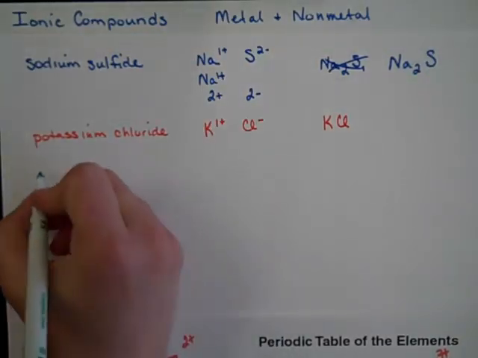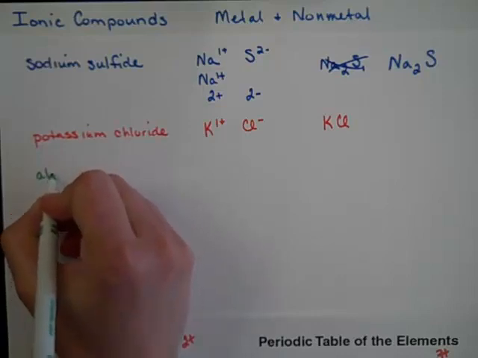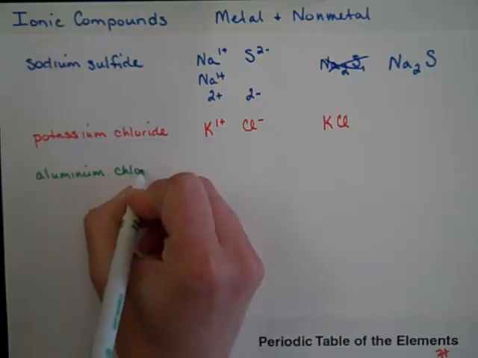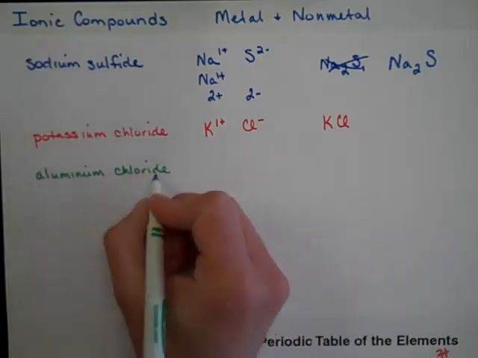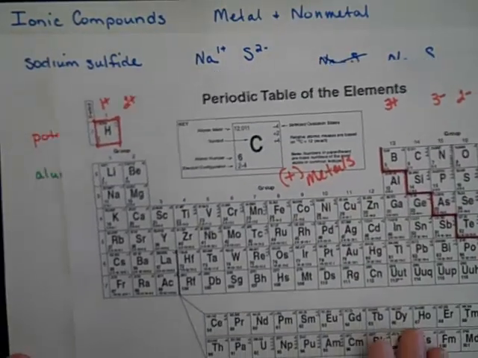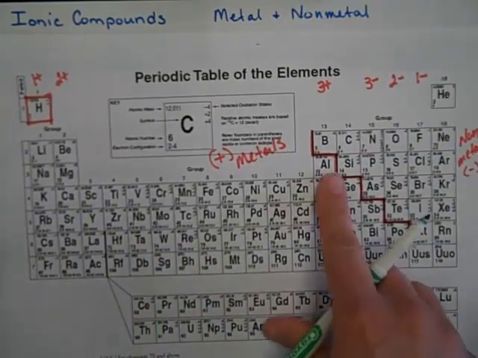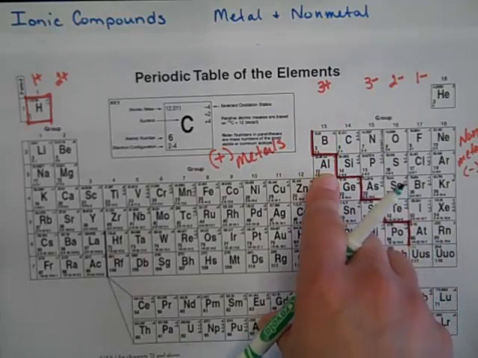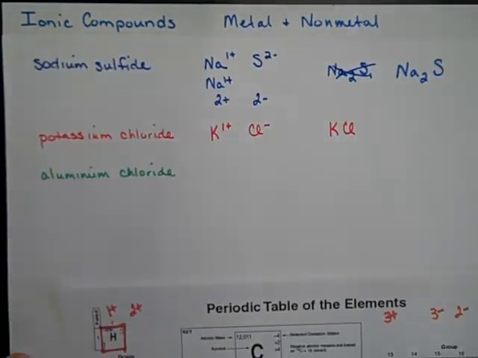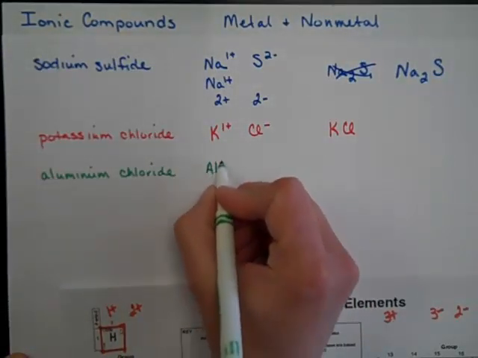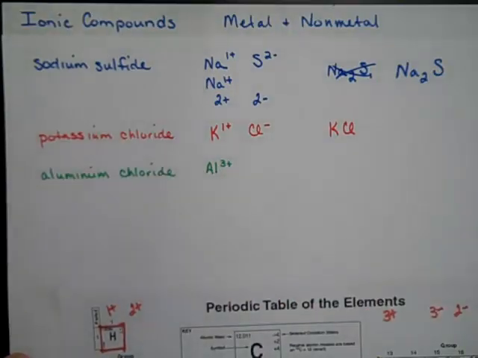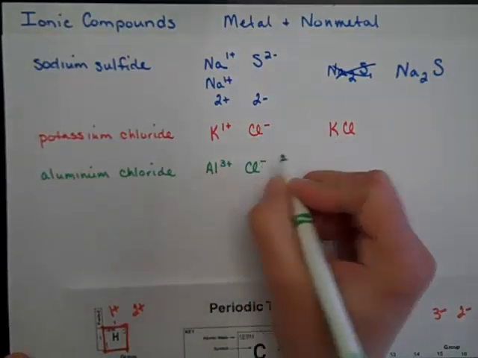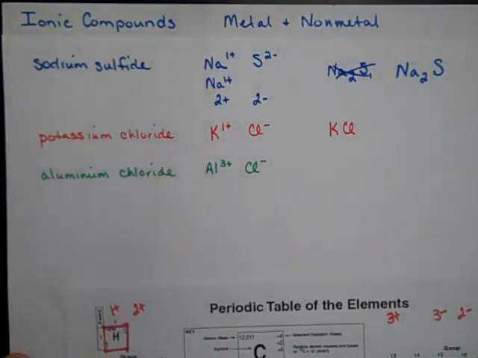What about aluminum chloride? Let's make it hard now. If we have aluminum, okay, if we look on our periodic table, aluminum is right here. This is a column where we're going to lose 3 electrons. So the charge on our aluminum is 3 positive. Now we've already done chlorine. We already know. We don't have to look that one up again. All right, chlorine has a negative 1 charge.